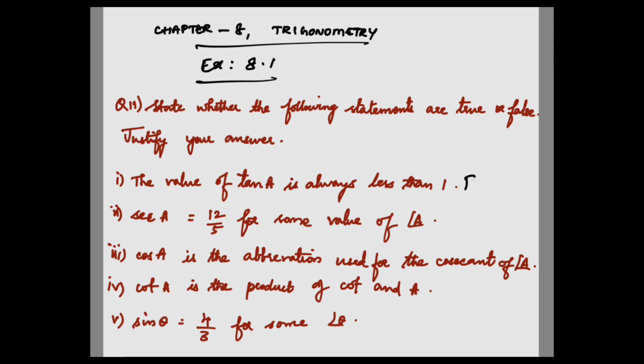First question, the value of tan A is always less than 1. It is a false statement. It is because tan A lies between minus infinity to positive infinity. So it is not less than 1.